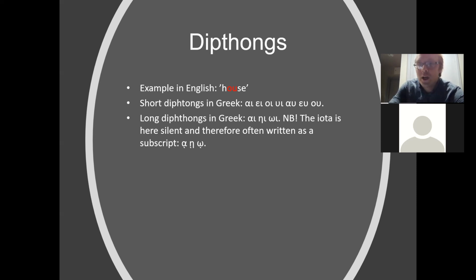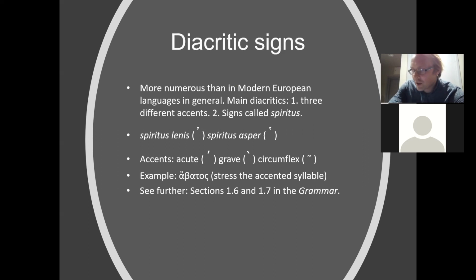Okay, today we are finally also going to overview the so-called diacritical signs. In the classical Greek writing system, these signs are more numerous than in most modern European languages. On the one hand, we have in Greek 3 different types of accents, and on the other hand, we have symbols which are called spiritus. Let us begin with the spiritus signs. You find more information of these on page 4, sections 1.6 and 1.7 in the grammar.